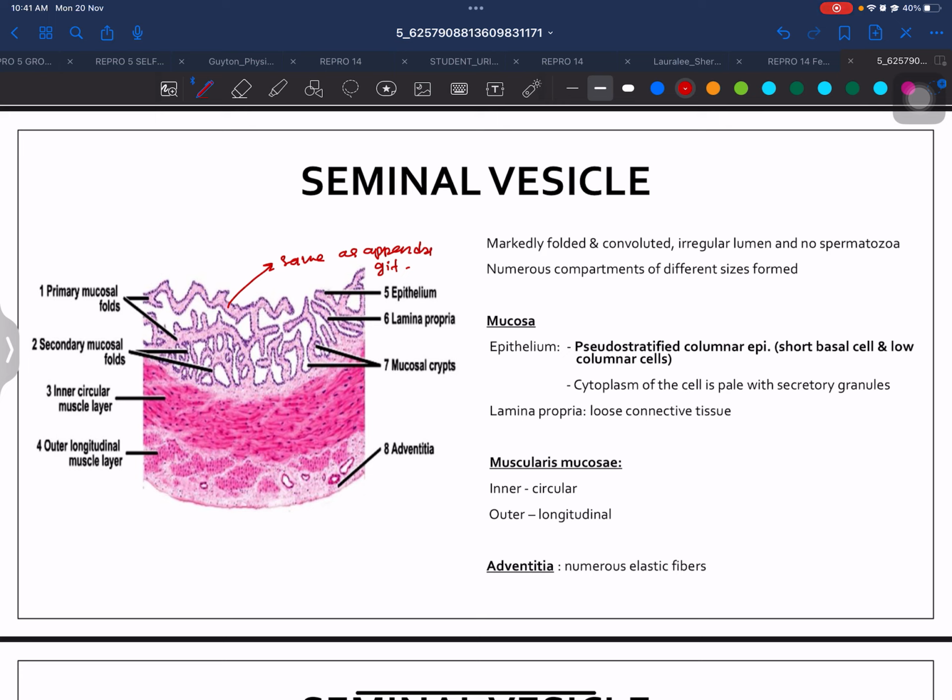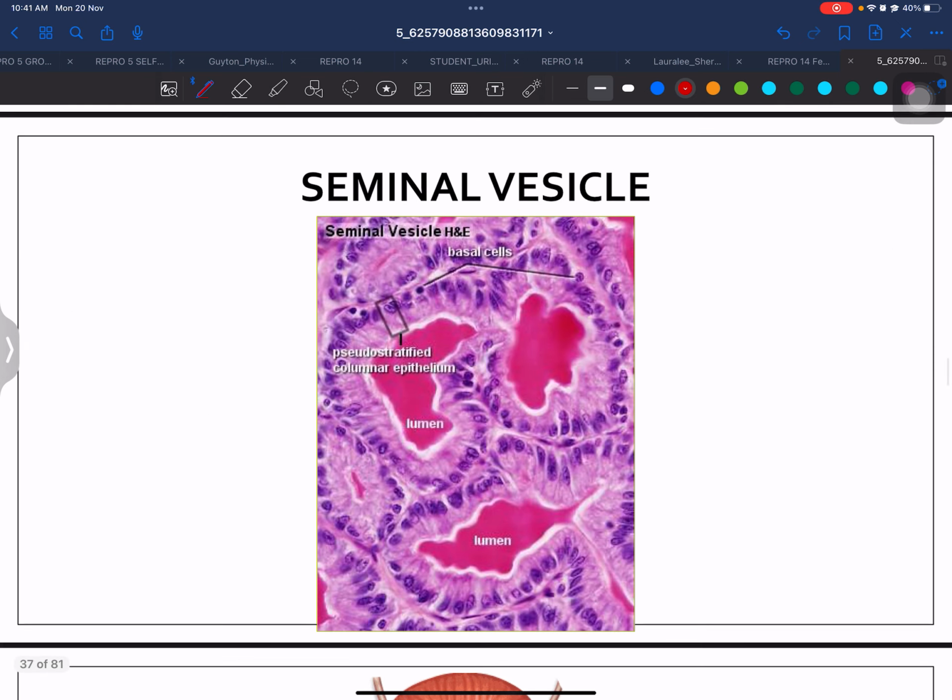And dia punya adventitia has numerous elastic fibers. So seminal vesicle itself actually is a very fragile tissue. If you squish it, dia akan burst. Dia punya secretion is very milky, whitish color. Alright, so these are the seminal vesicles, the seminal vesicle punya cross sections. So these are the secretions of the seminal fluid.